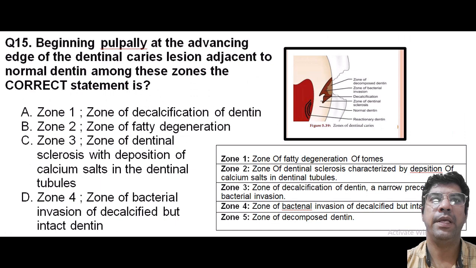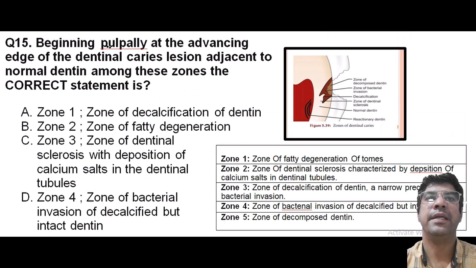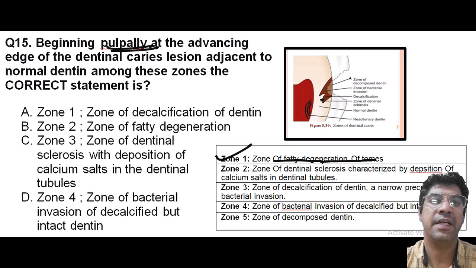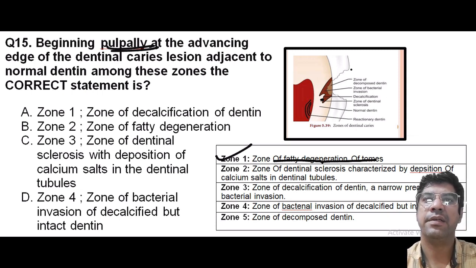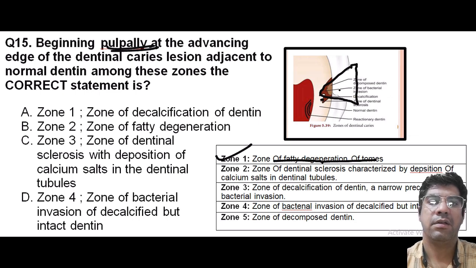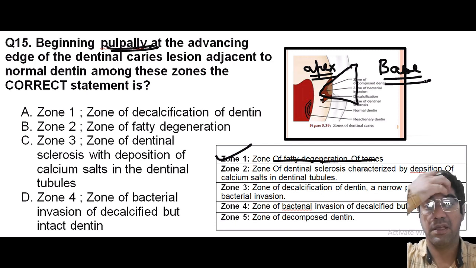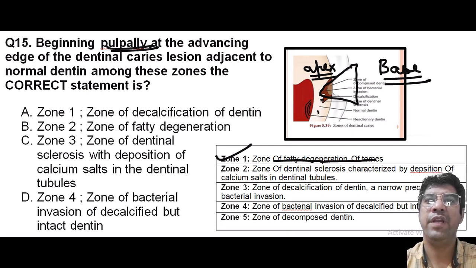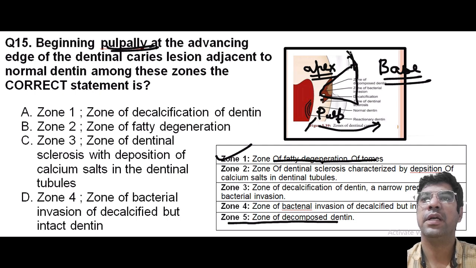Beginning pulpally, at the advancing edge of dentinal caries adjacent to normal dentine, these zones. Beginning from the pulpal side, zone number one is the zone of fatty degeneration of Tomes' fibers. Remember, as the carious lesion progresses, the carious dentine assumes the shape of a triangle. The apex is toward the pulp, and the base is toward the enamel. It can be divided into zones moving from the pulpal side to the outer side. Zone one is the zone of fatty degeneration of Tomes' fibers, and the most outer zone is the zone of decomposed dentine.